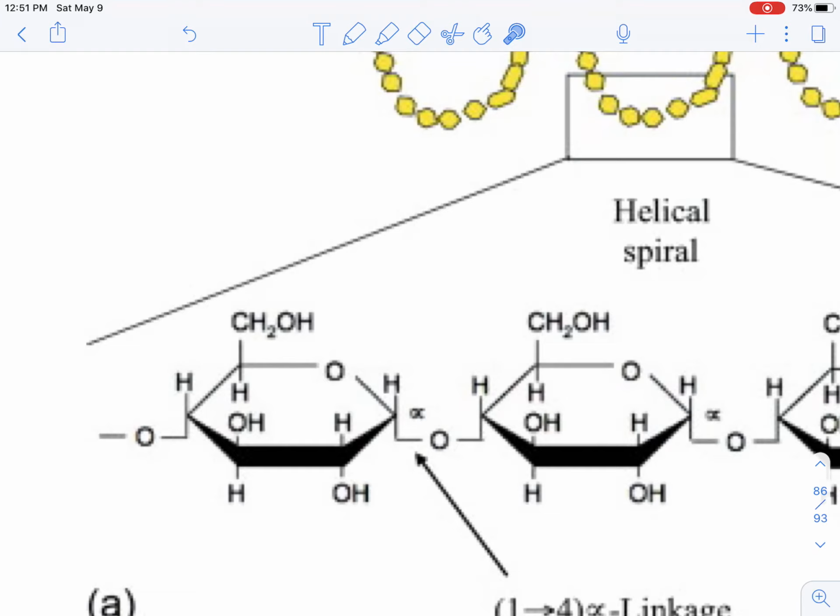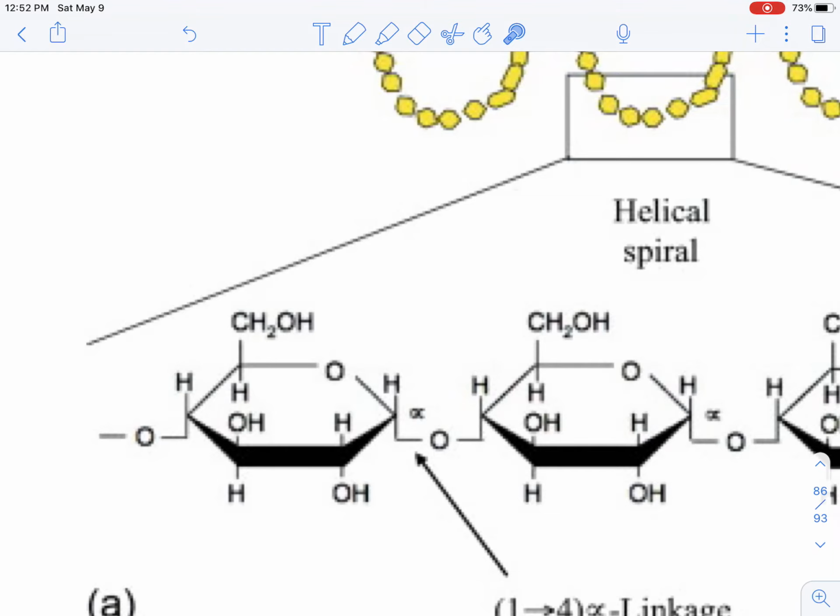Once again, if we're using oxygen as our reference point, this is our anomeric carbon. That's carbon number 1. This is carbon number 2. This is carbon number 3. This is carbon number 4. And carbon number 4 doesn't have the ability to initiate the dehydration reaction, if you will. It doesn't have that aldehyde functional group or that hemiacetal functional group that is observed in the anomeric carbon.